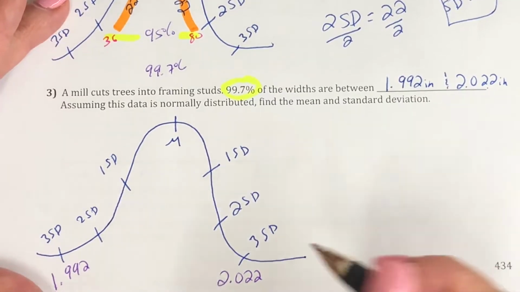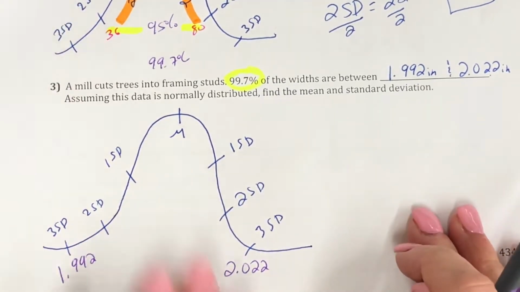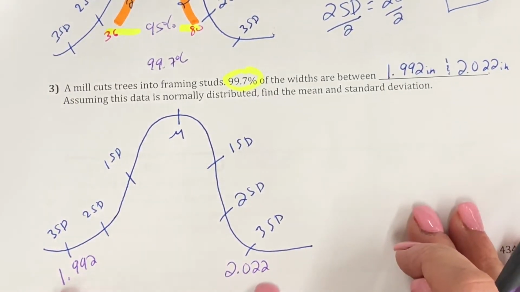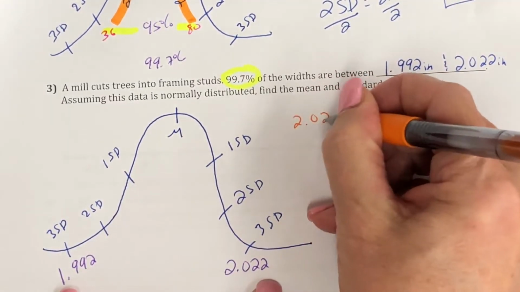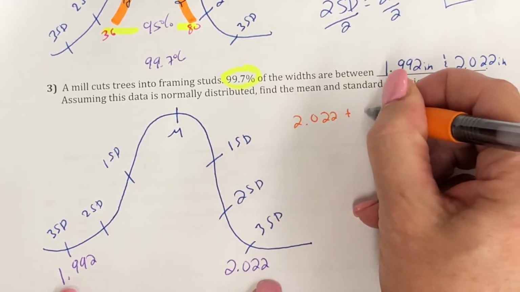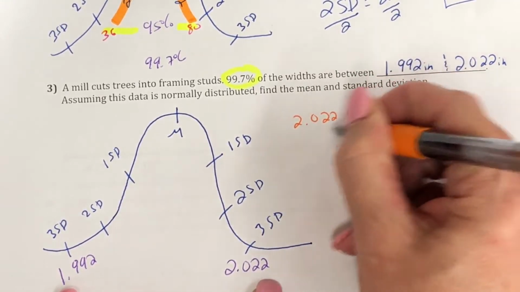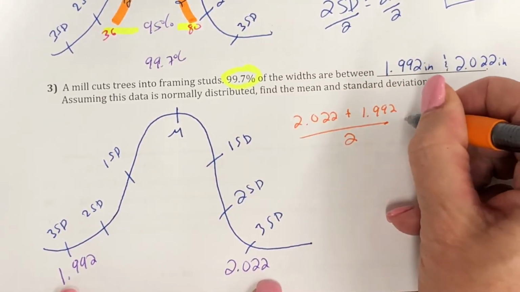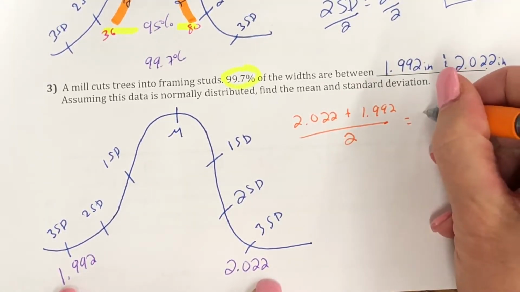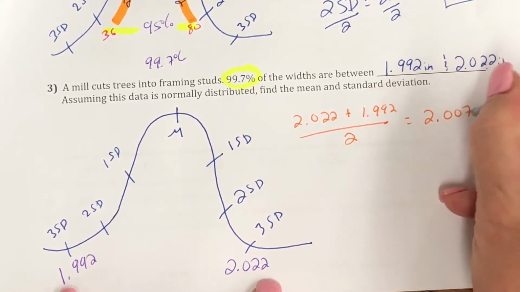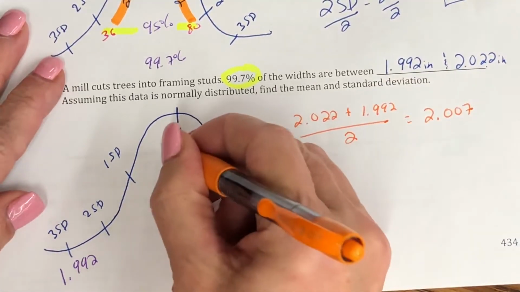So the first thing I want to do is find my mean. So the way I do that is I add these two together and then divide by 2. So I have 2.022 plus 1.992, all divided by 2. And if I put that in my calculator, I'm going to get 2.007. So my mean is 2.007.